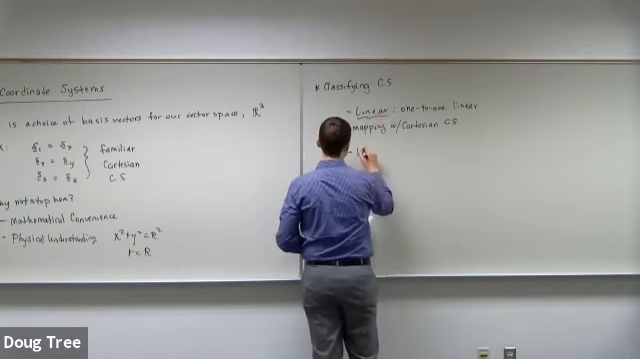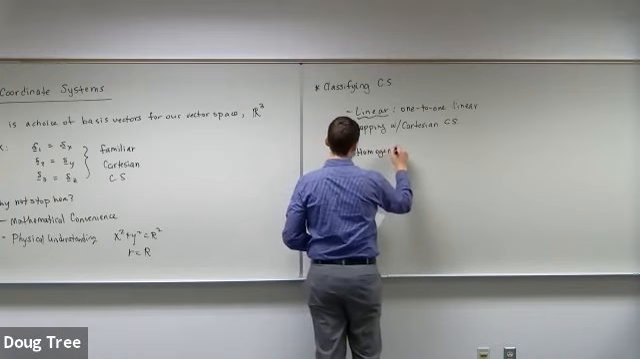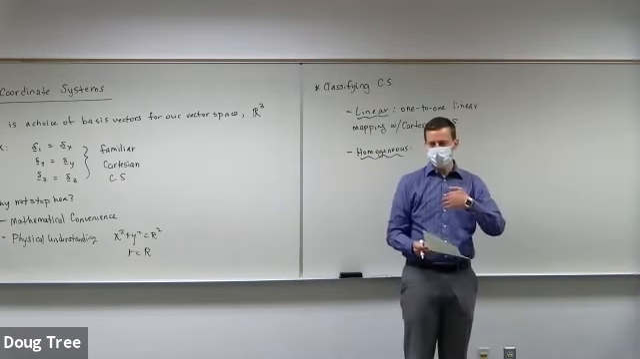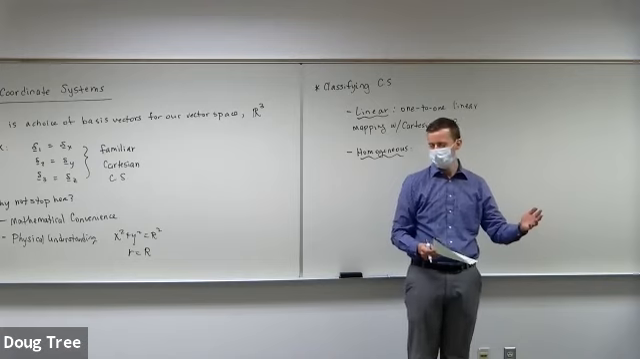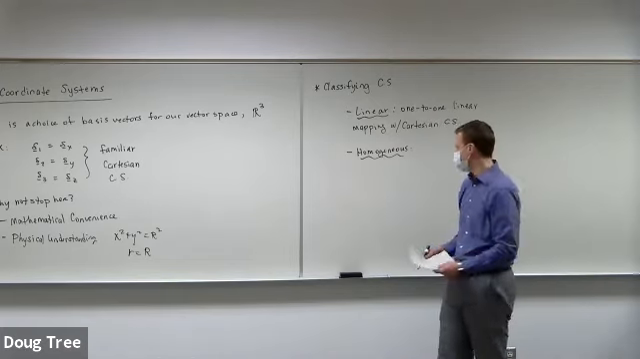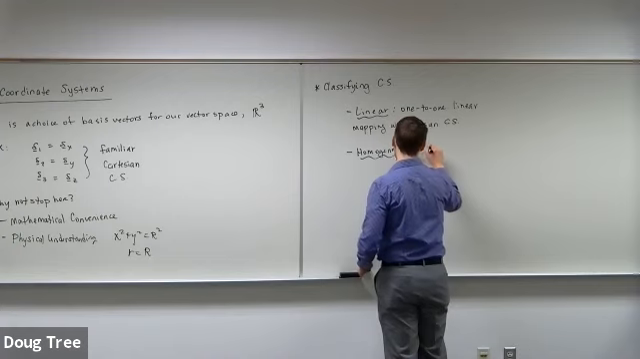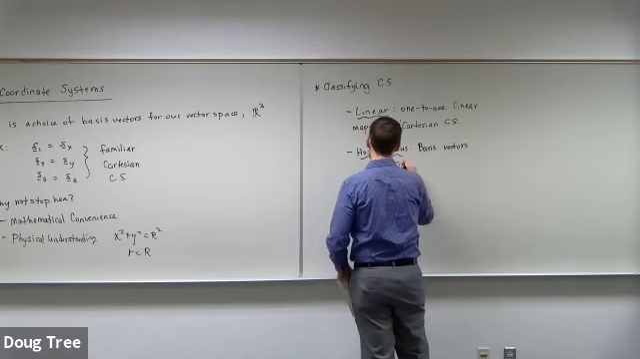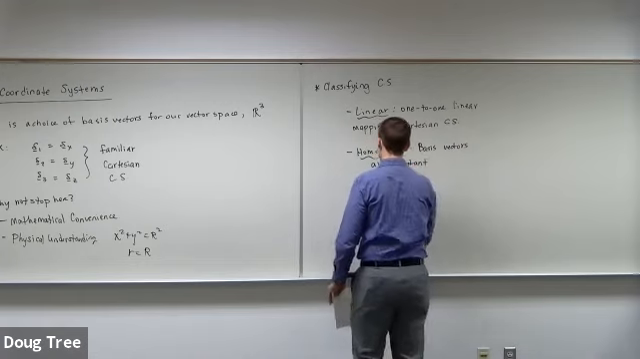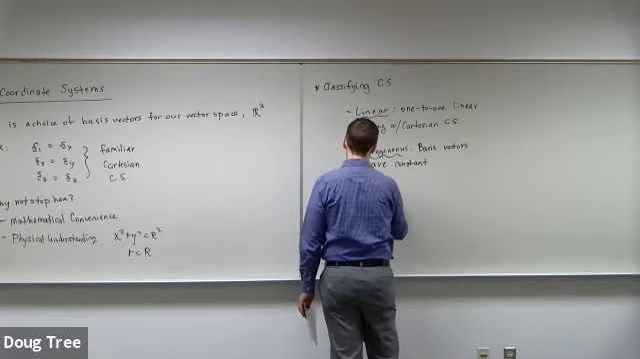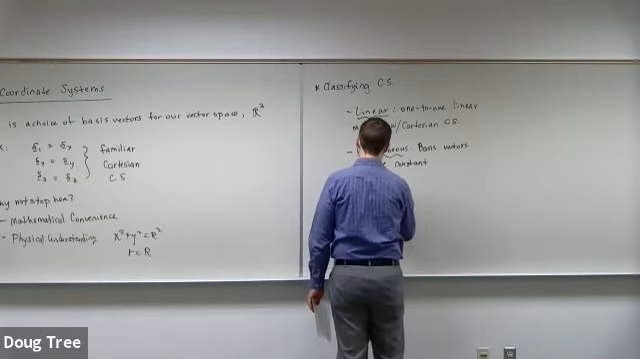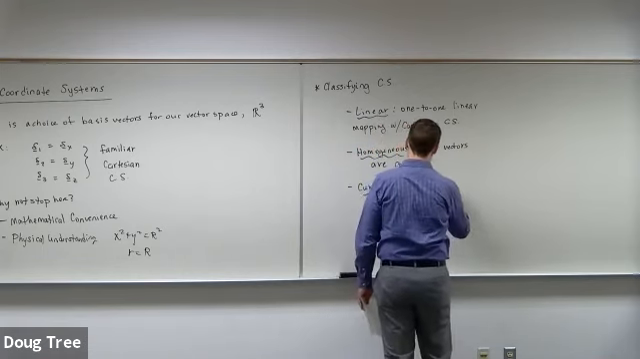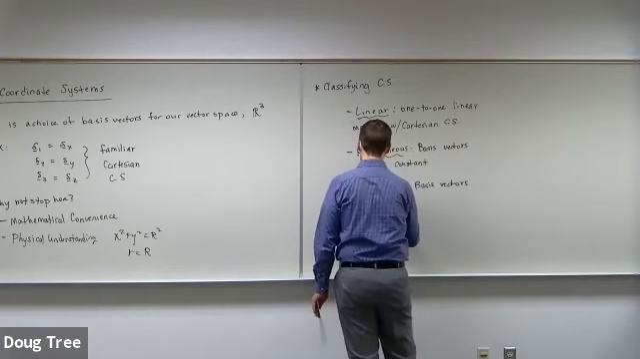A homogeneous coordinate system is a system where the basis vectors are constant throughout the domain. We will definitely deal with cases that are not that. So the basis vectors are constant. And this is in contrast to a curvilinear coordinate system, where the basis vectors are a function of space.